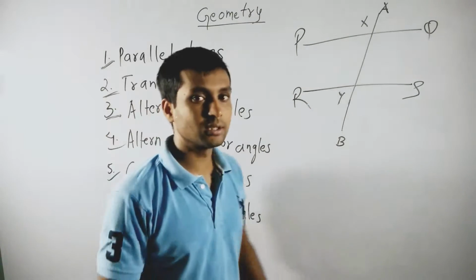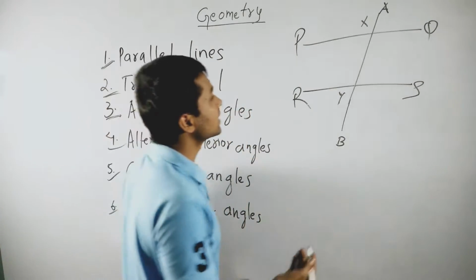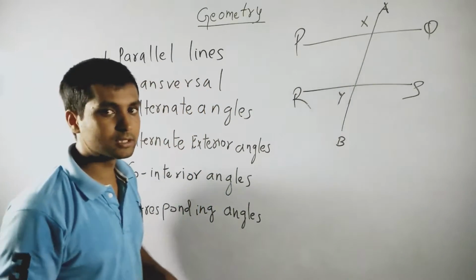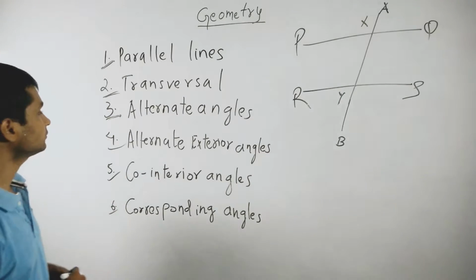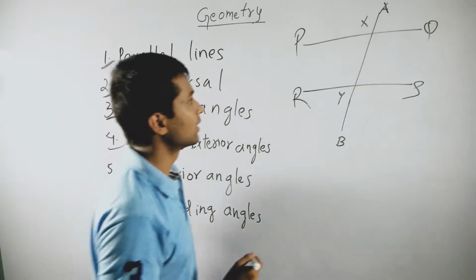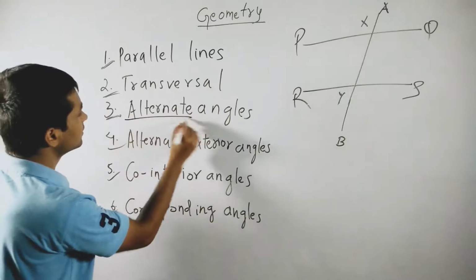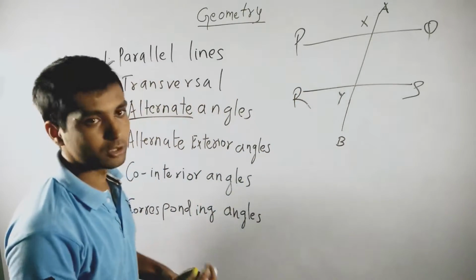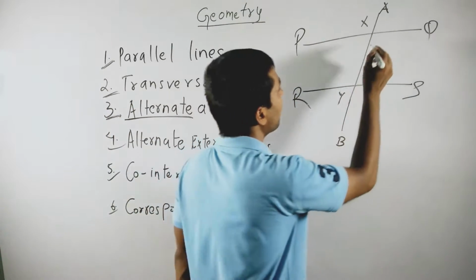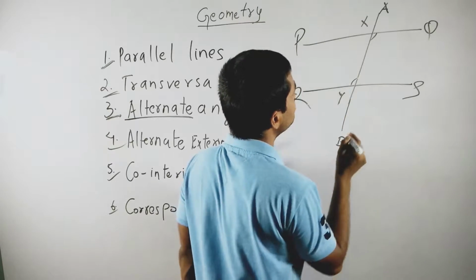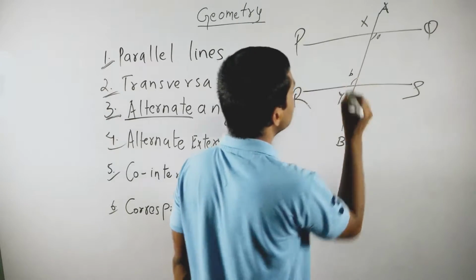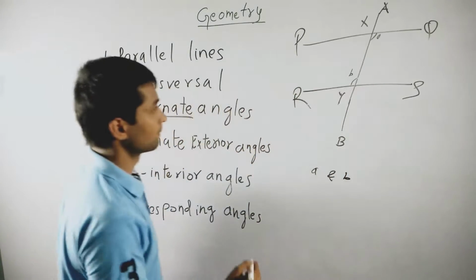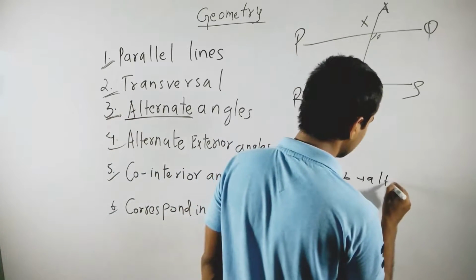Now, when a transversal is formed, we can see different angles are formed here. And depending on the types of the angles, we have given them different names. Let's discuss alternate angles first. The word alternate itself makes it clear that we are talking about two different angles that lie on two alternate sides. For example, this one and this one. This is A, this is B. A and B are alternate angles.